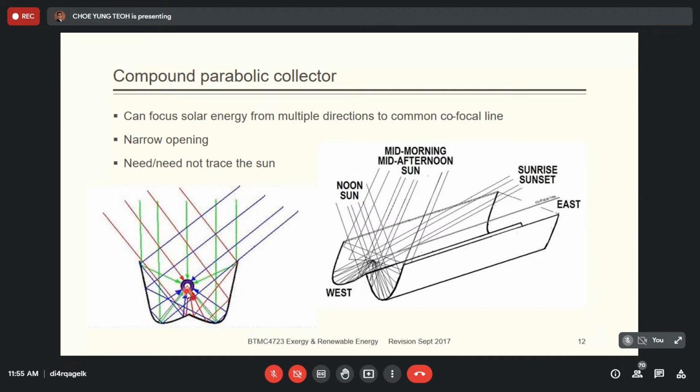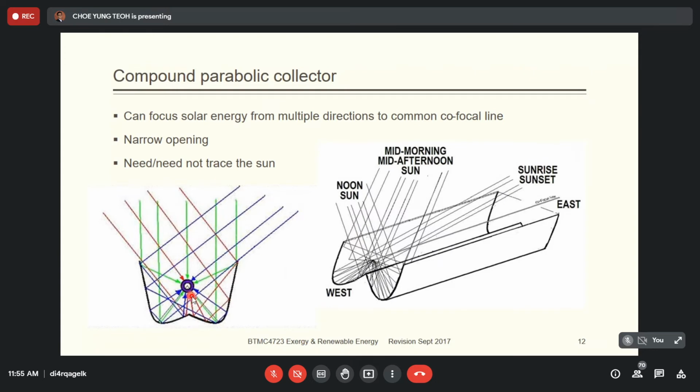But the design, I think, is quite complicated, because now you can see that the sunlight comes from different directions, and you want to reflect all the sunlight into the same single point. So how to do that? You need a very narrow opening. The first time it cannot hit the middle, then it reflects for the second time or third time until it hits the middle part. So the concept is to have a narrow opening so that it will keep reflecting inside this parabolic collector until it reaches the middle point or the co-focal line.